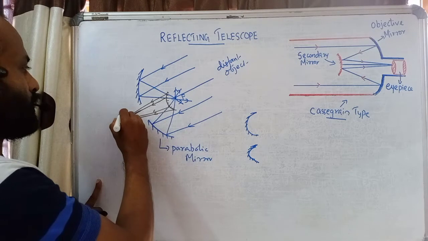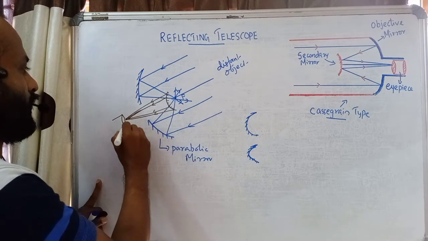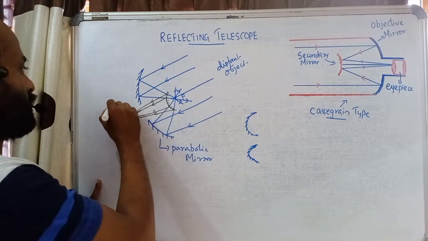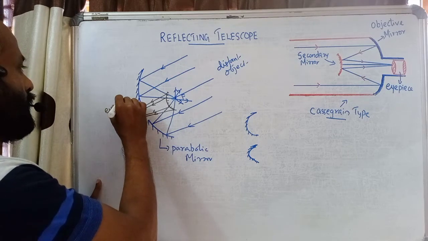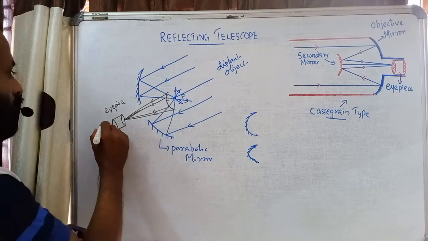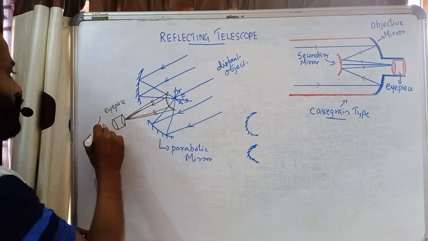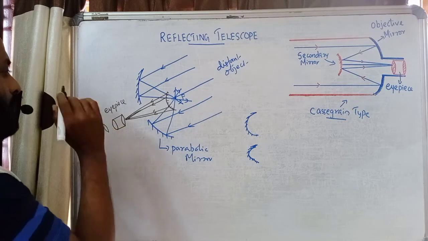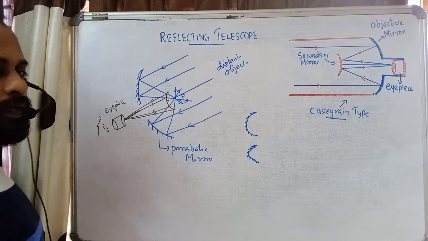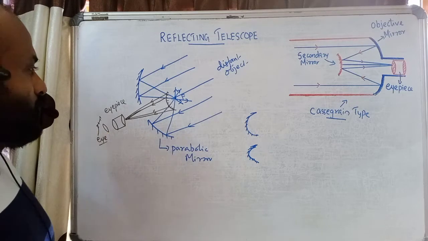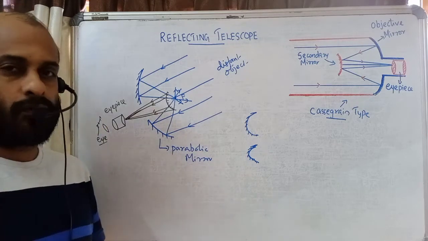Here we will place a small eyepiece having two convex lenses. This is an eyepiece. So when we place our eyes here, this is the eye of the observer, the image will be formed in the eye of the observer. You can see the image of the distant object.